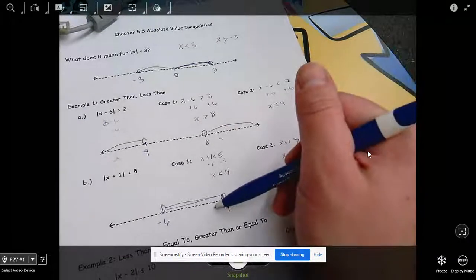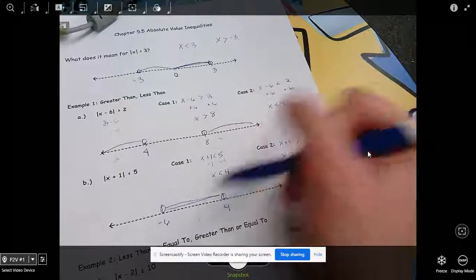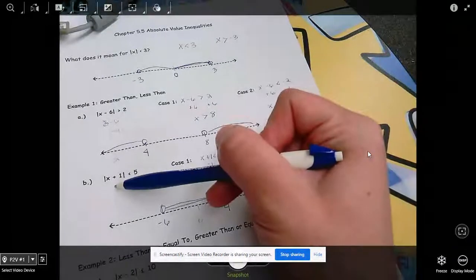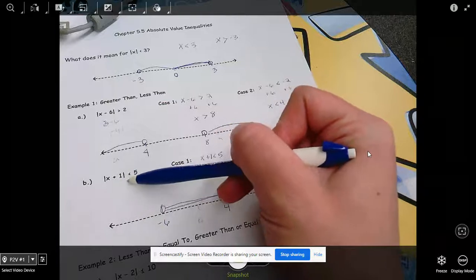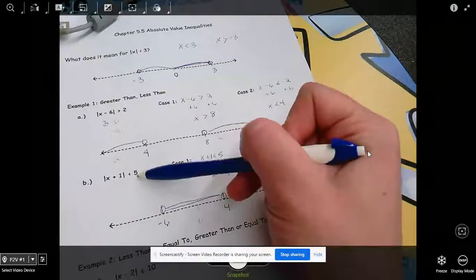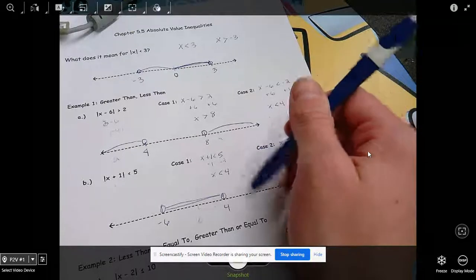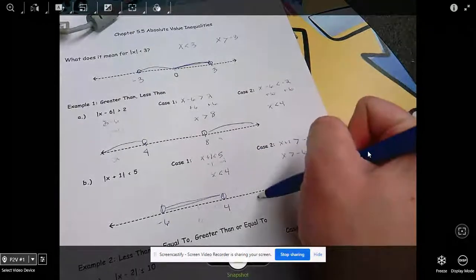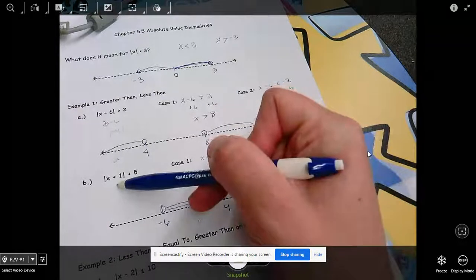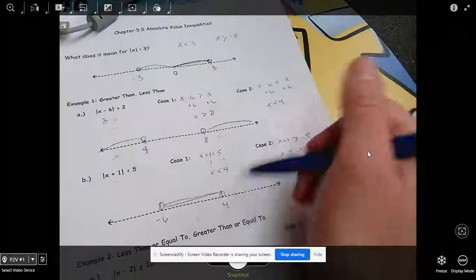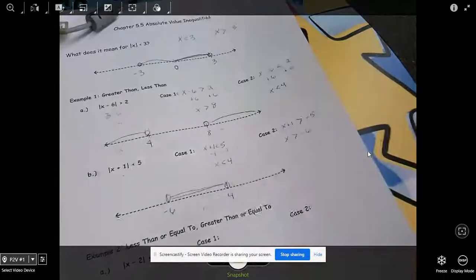Let's pick a number in between here. Let's pick 0. If I put 0 in here, 0 plus 1 is 1, and that is less than 5, so that works. Let's pick a number over here to see that it shouldn't work. If I pick 5, 5 plus 1 is 6. Yep, that wouldn't work. So this is our answer. You can always check.